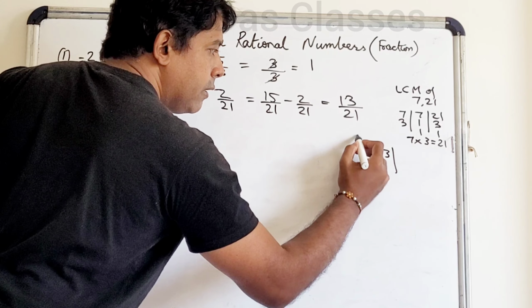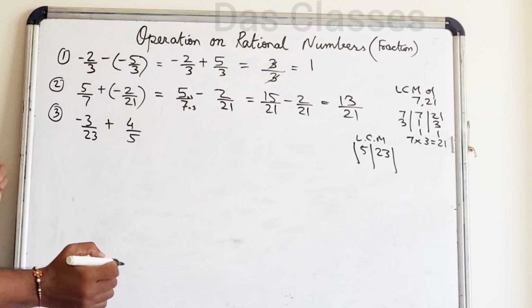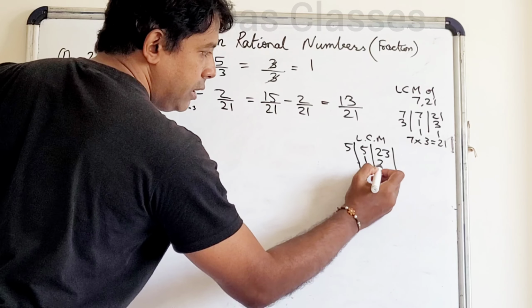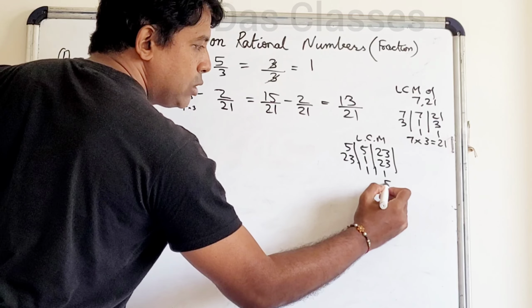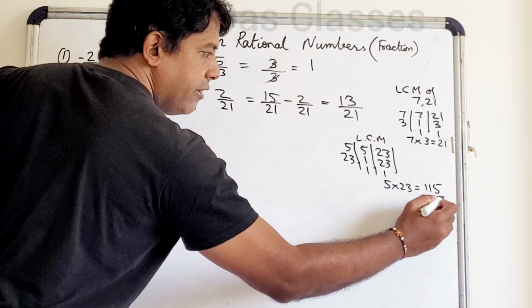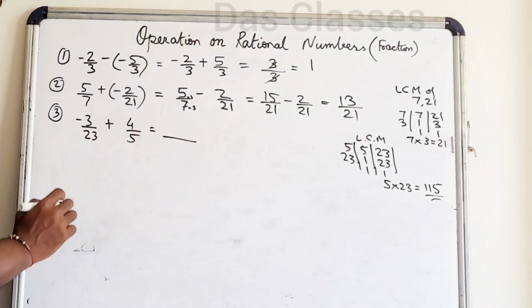LCM, as 23 is a prime number, 5 is a prime number. 5 ones are 5, 23 doesn't come in 5's table, and 23 ones are 23. So the LCM is going to be 5 into 23. It is 5 threes are 15, 115. So what you should have in the denominator is 115.